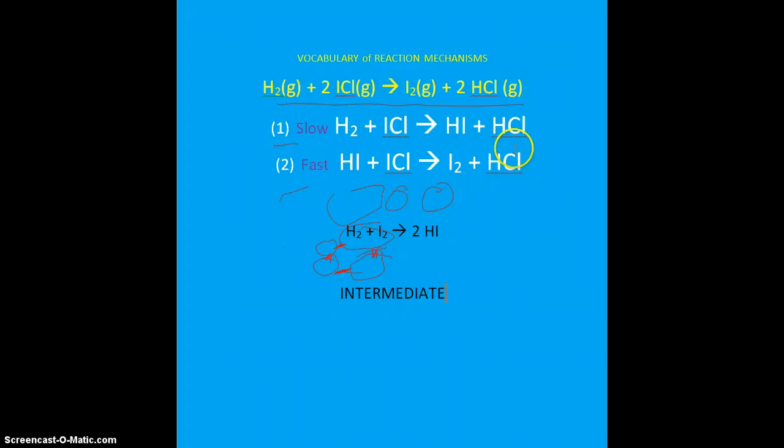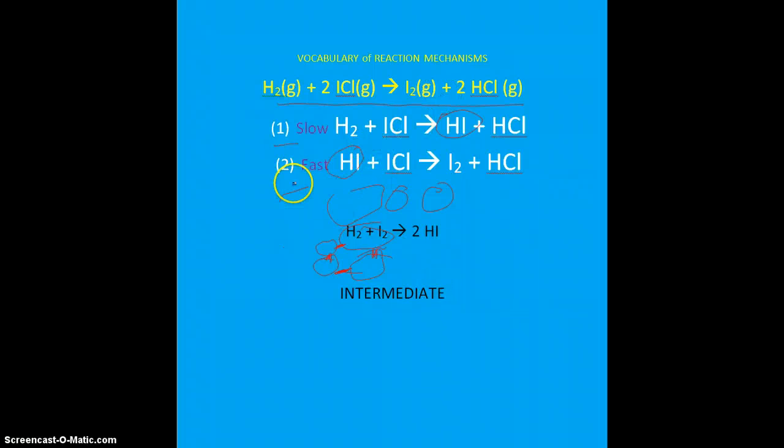And an intermediate, by definition, is a molecule that is produced in one of the fundamental steps and then immediately consumed in an ensuing fundamental step. And of course, the second step here requires that hydrogen iodide collides with iodine chloride. So hydrogen iodide must be an intermediate because it is produced in the first collision, the first fundamental step, but immediately consumed in the second fundamental step in its collision with iodine chloride. And so of course that's why it appears as neither a reactant nor a product in the overall reaction.